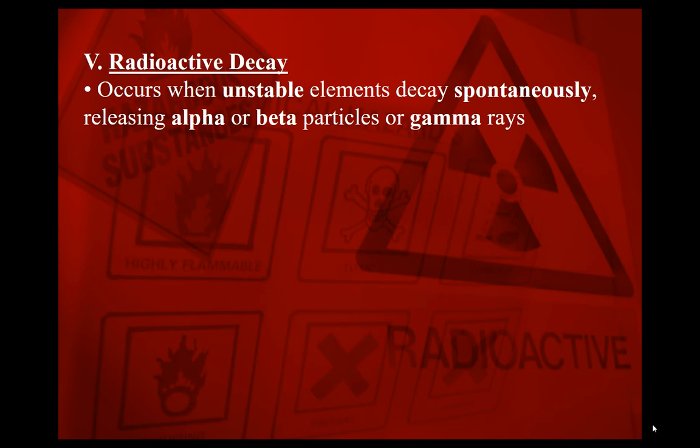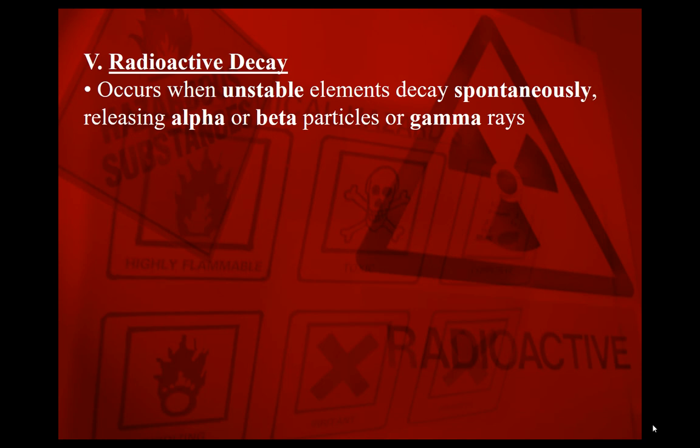Okay, so in terms of what exactly is radioactive decay, it occurs when unstable elements decay spontaneously, releasing alpha or beta particles or a gamma ray. Now, you might be wondering, why are particular elements unstable? Why are they more likely to decay?